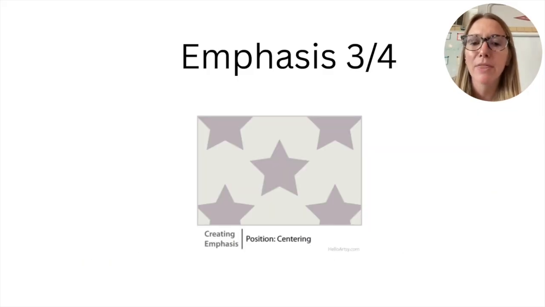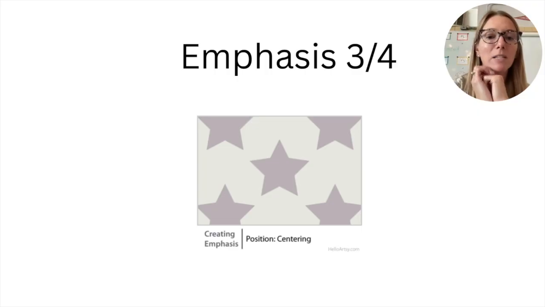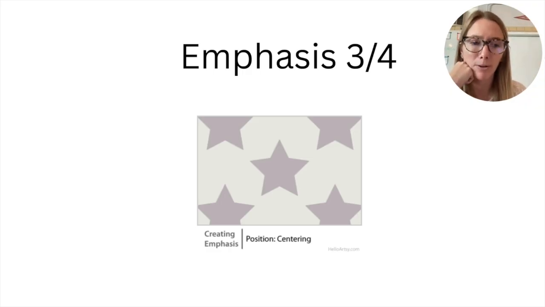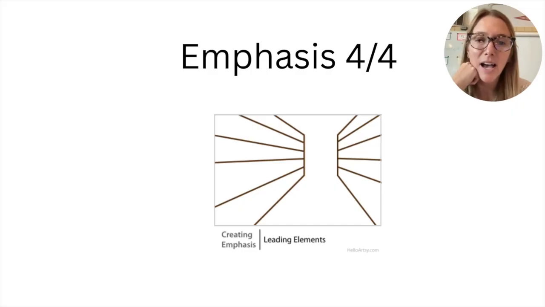Okay, and this one, I think the visual really helps because it can be hard to explain without a visual. So centering is when you put something dead center. So the star that's right in the middle has more emphasis because my eye is being drawn to that, especially in this one when the other ones are cut off. Then my eye is really drawn to the one that's complete in the middle. And then the last way that we can do emphasis is by using leading elements. These are like your lines that draw back to 1-point perspective. It makes my eye want to look down this visual hallway.